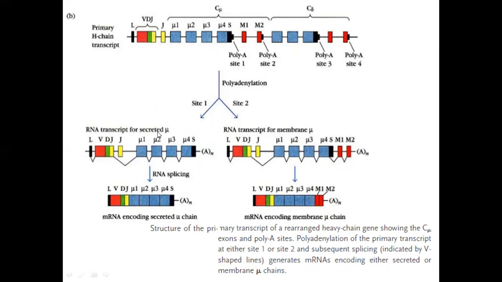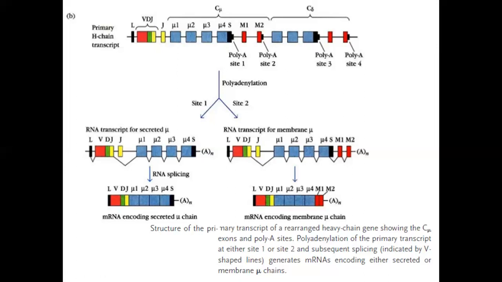This is the recombination RNA transcript for the secreted mu: VDJ, J region, mu1, mu2, mu3 and mu4. Polyadenylation takes place at this region. Then RNA splicing takes place, the introns are removed, and you end up with an mRNA transcript coding for mu, that is IgM. Another method: site 2 means this one, polyadenylation at this region.